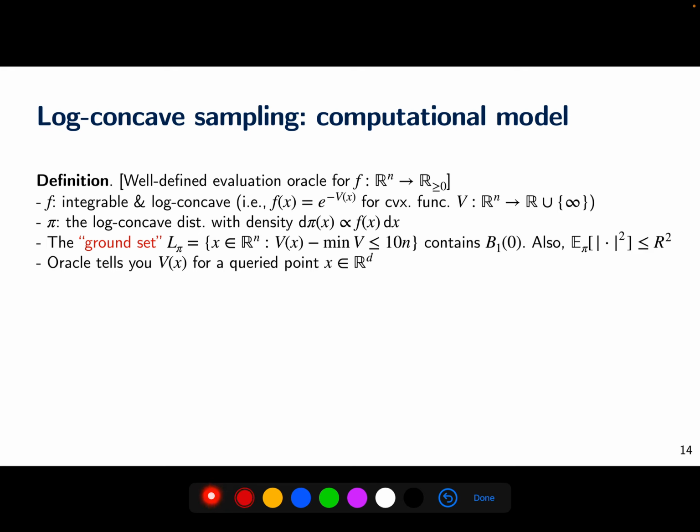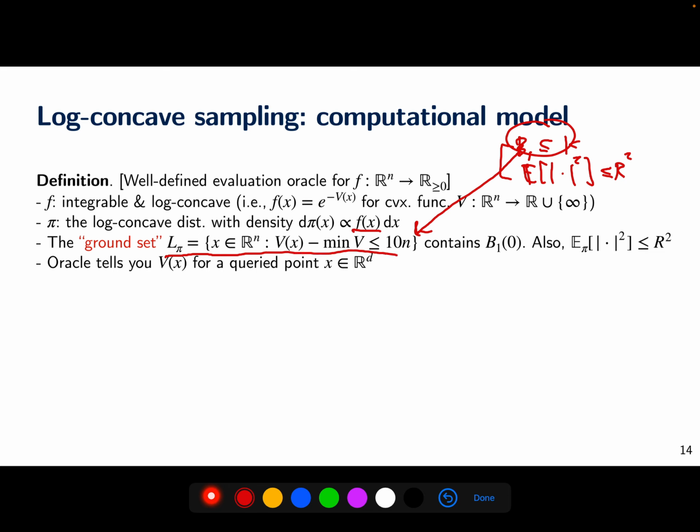And then phi is some log-concave distribution whose density is proportional to f. And here, just as we assume K contains some unit ball, and has second moment bounded by R squared, the first condition is translated to a slightly different condition, but it still generalizes this condition. So here, let me call it just the ground set, which is defined this way.